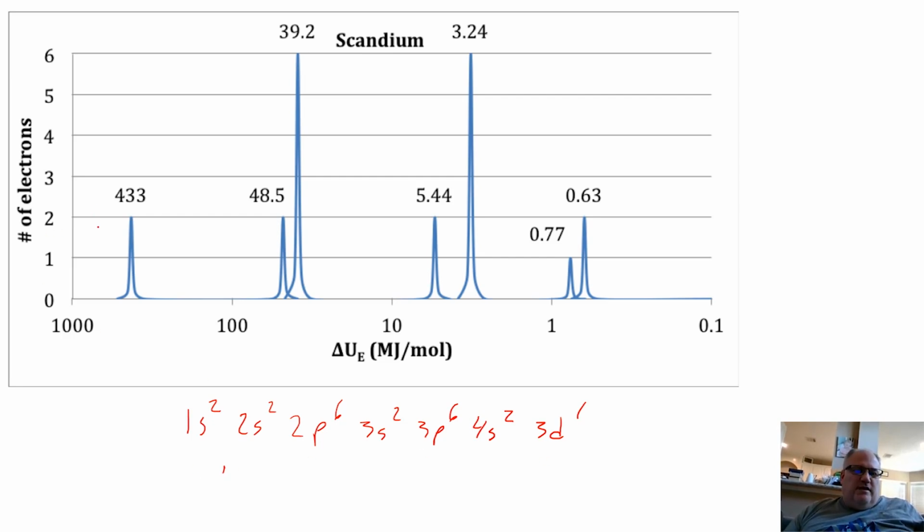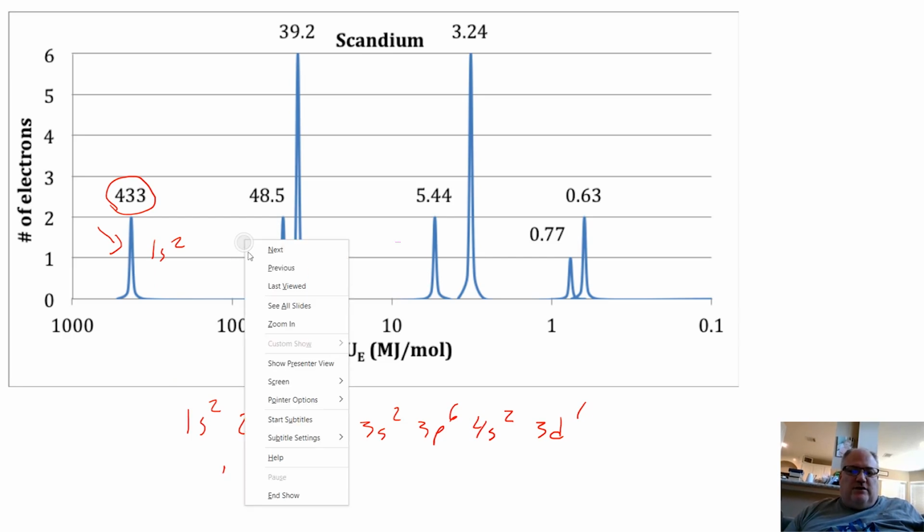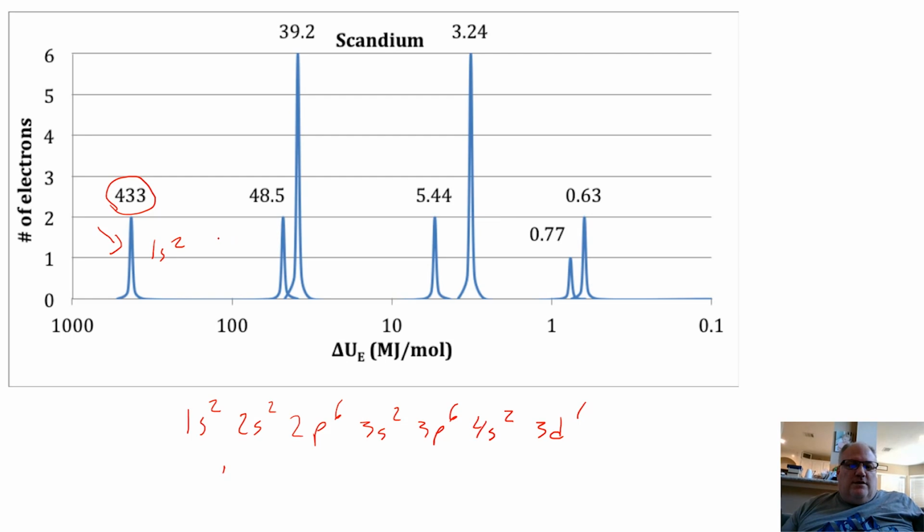Notice again, there's 2 electrons right here, which would correspond to the 1s2, right? And it has a huge amount of energy required to pull them off. Then this right here, this is the same height with 2 electrons that are being pulled off. Here you have another 2 electrons, and that would correspond to the 2s2. And then here you have triple the height, which would be our 2p6. And then again, we're down to 3s2, 3p6, and here's where it gets a little bit tricky.